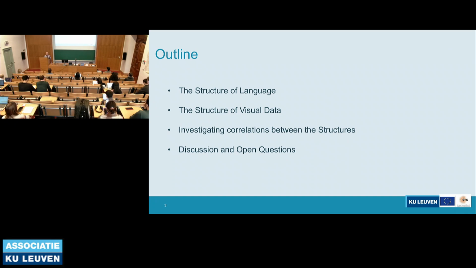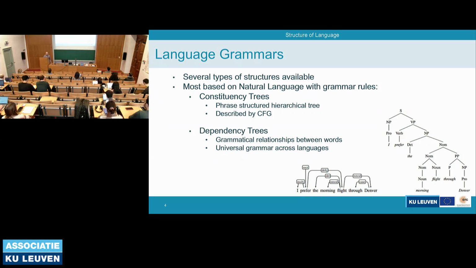So what are we going to talk about? I will give first a short overview of some of the language structures we looked at. Then I go over a couple of the visual structures, and then we perform a small-scale experiment to investigate some of the correlations. I think most of us are familiar with language grammars and grammatical structures. These grammars are there to guide us on how our language and sentences are formed and constructed.